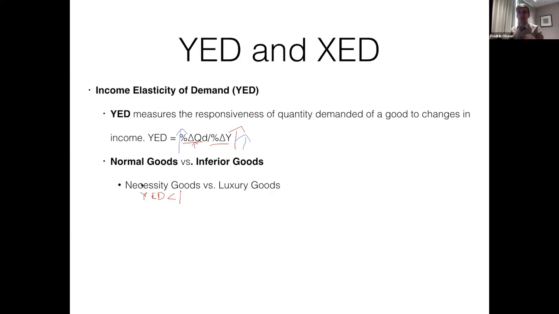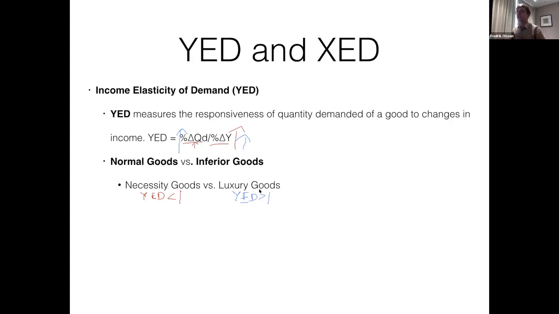What does this lead to? Big number in the numerator, small number in the denominator. This leads to a YED that is greater than 1. Okay, YED being greater than 1. So there we've got our different types of YEDs, of elasticities when it relates to the income.